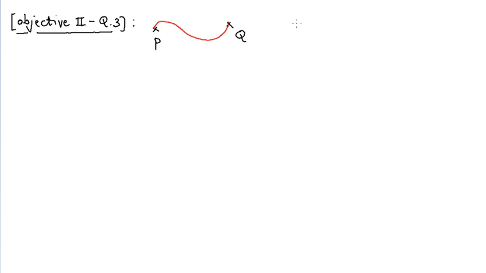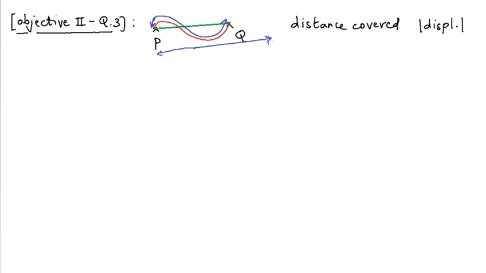So for example, in this particular case, let us imagine that the particle travels along a curved path and finally reaches point Q. Now let's try to figure out the relationship between the distance covered by the particle and the magnitude of the particle's displacement. Clearly, the magnitude of the displacement is the length of this particular line segment PQ. On the other hand, the distance covered by the particle is the length of this entire curve, and let's imagine that we straighten it out. Obviously the length is going to be larger than length PQ.